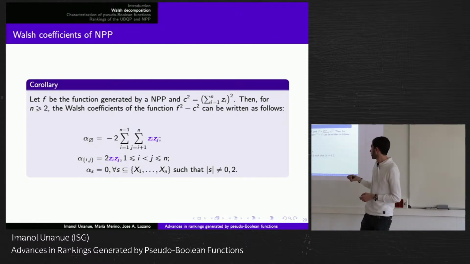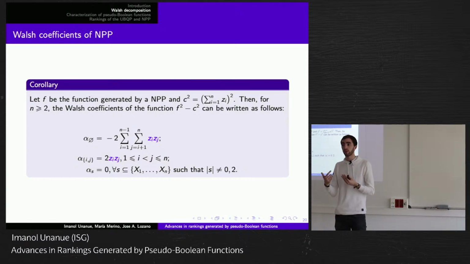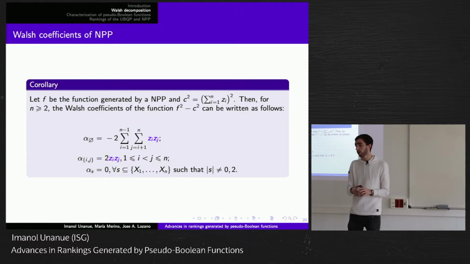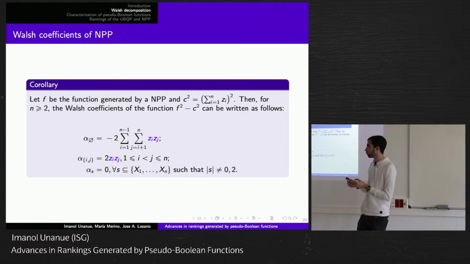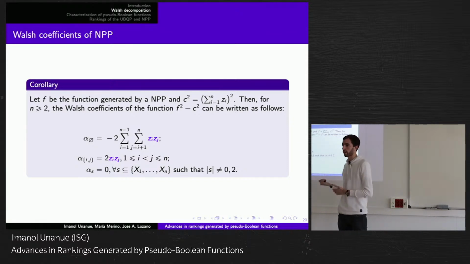The first part, as we can observe, shows that the Walsh coefficients associated to more than 2 variables are 0, so that's the same result obtained for the unconstrained binary quadratic problem. But then there are new constraints because of the definition of the number partitioning problem.